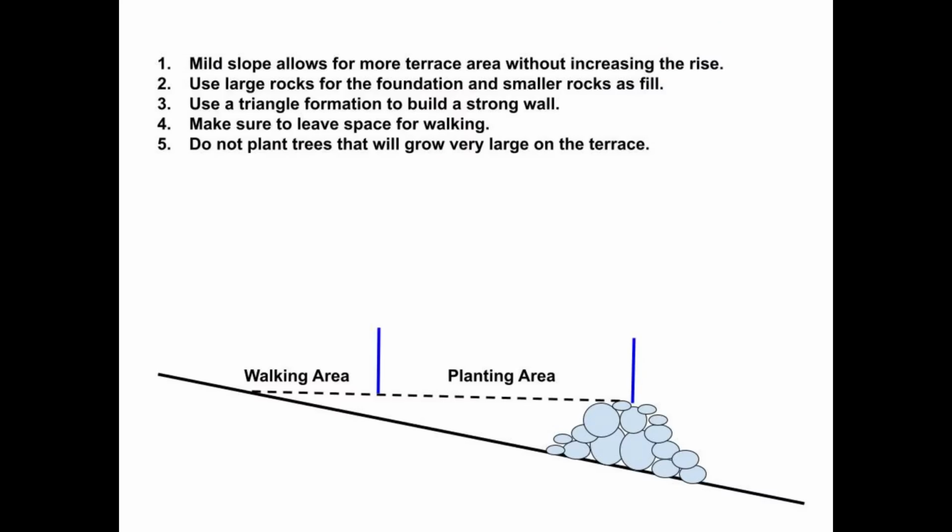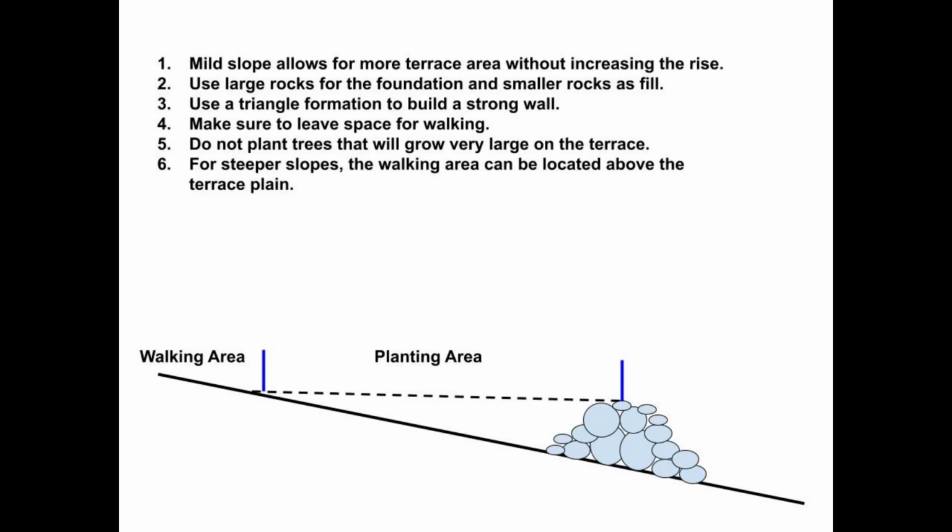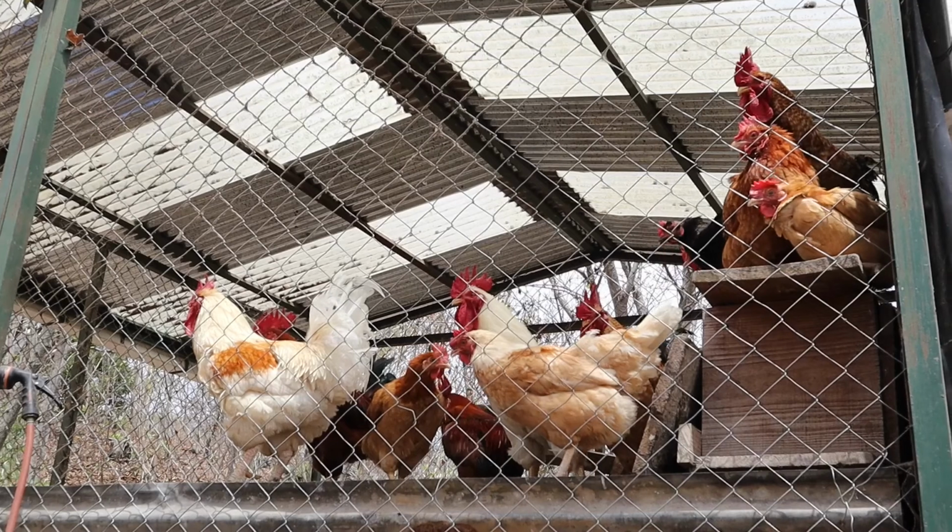Do not forget to allow space for walking on the terrace plane. You don't want to be walking over the rock wall. You also shouldn't plant trees that will grow large on the terrace. Their roots can spread out and disrupt the rock wall. For steeper slopes, the walking area can be located above the terrace plane.